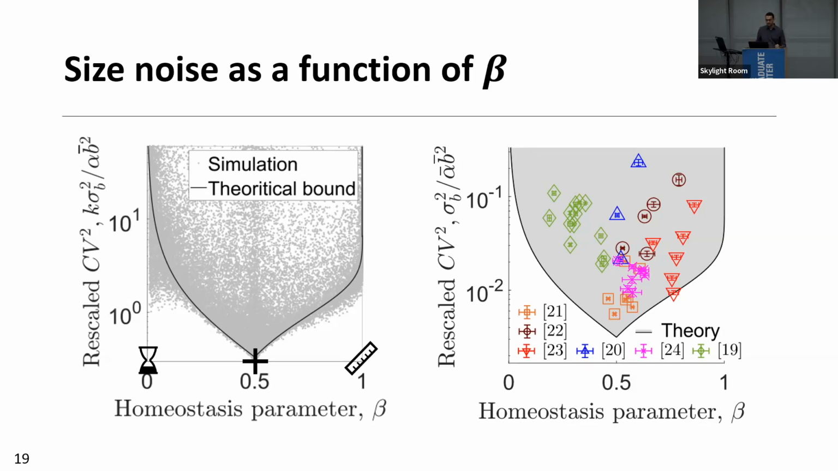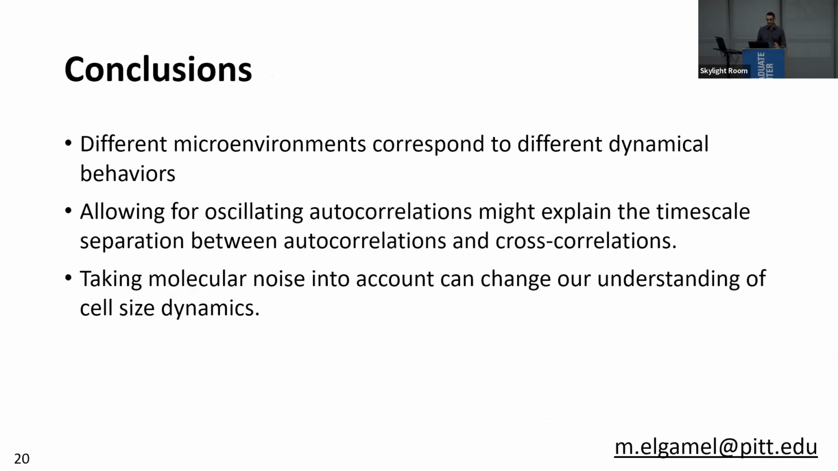So this takes me to the end of my talk. I wanted to summarize what I discussed today. The first point is that we hypothesize that different microenvironments correspond to different dynamical behaviors, and allowing for this oscillation behavior might explain the timescale separation between the cross correlation and the autocorrelation, and can explain the extended memory that we see from the sisters machine experiments. Also, taking molecular noise into account can change our understanding of the cell size dynamics.